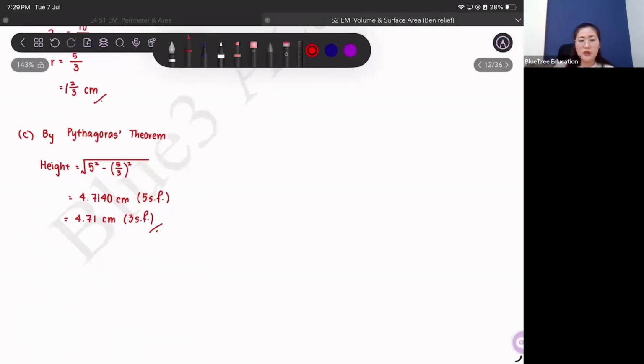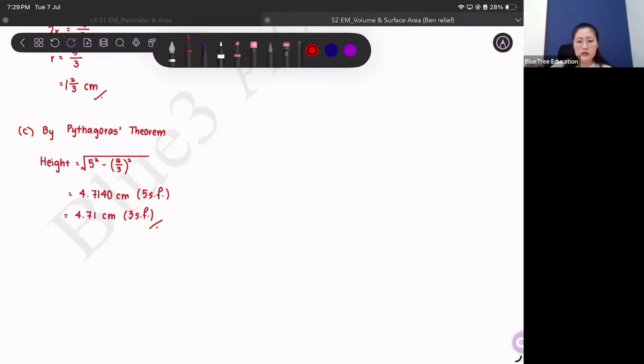So use Pythagoras' theorem. This one we should already have talked about previously, last week.